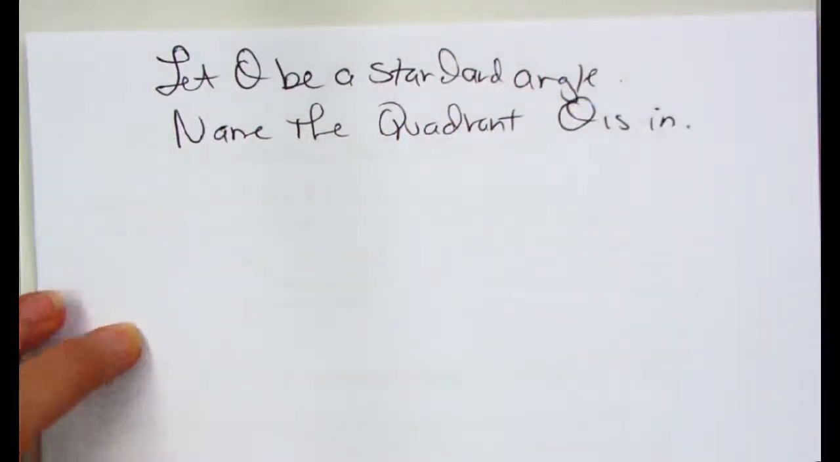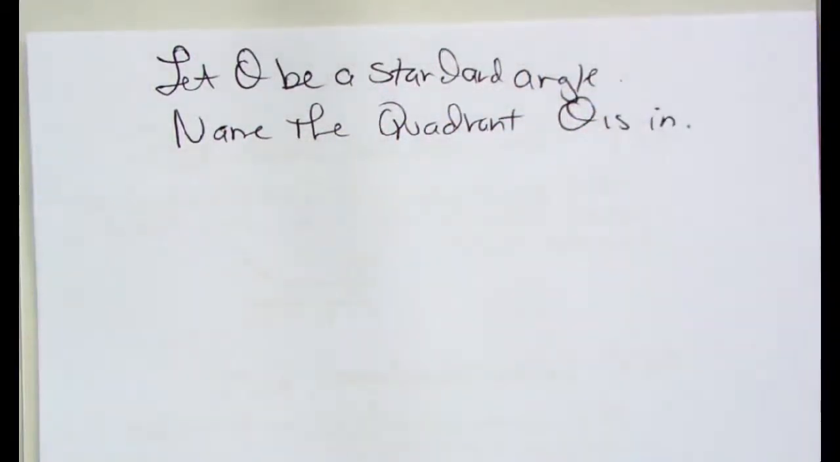So what is theta? A standard angle. And what's my answer going to be? Name what? A quadrant. So the answer is going to be quadrant 1, 2, 3, or 4. It's kind of like, well, we already did this. Yeah, but not quite like this.